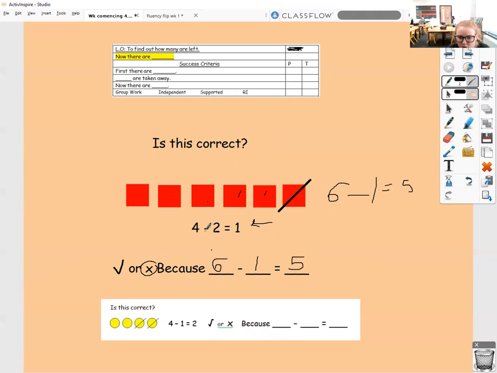Or we could draw this one out. 4 take away 2 equals 2.